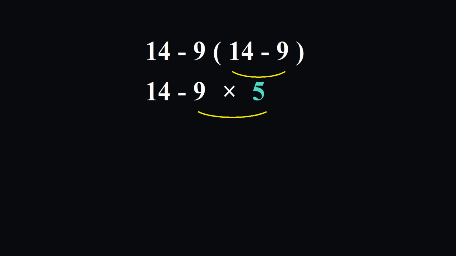So 9 times 5 which equals 45. So we have 14 minus 45. So 14 minus 45 which equals minus 31. And this is our final answer for this problem.